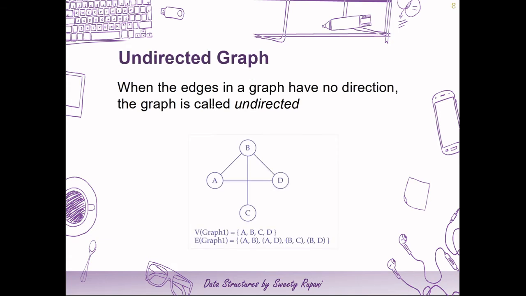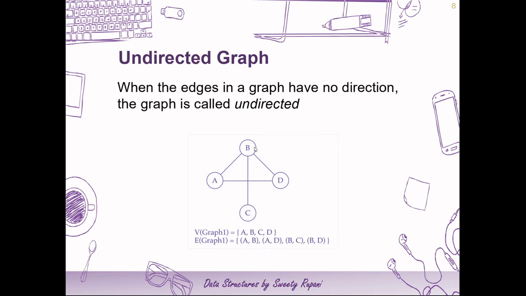When edges in the graph have no direction shown, then such a graph is referred to as an undirected graph. In this case, you can go from A to B as well as from B to A. There are no restrictions on direction. So this is how we represent it. Vertices are represented in curly brackets: A, B, C, D. Edges are represented as a set. You can see over here AB, AD, BC, and the last one is BD.